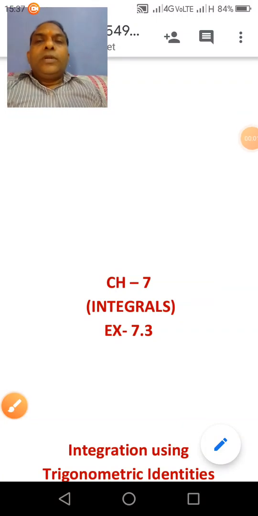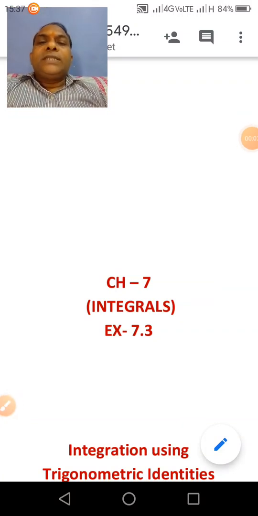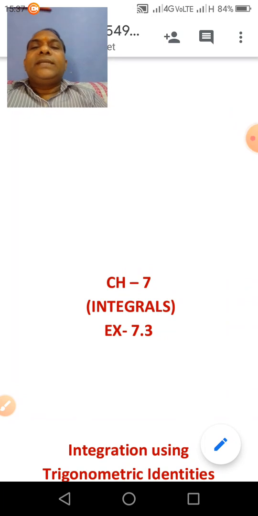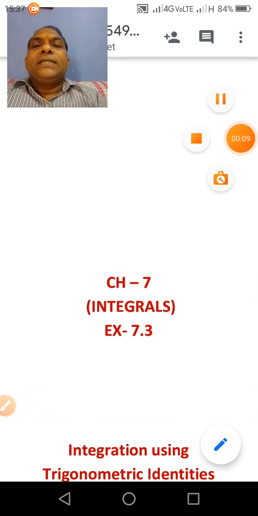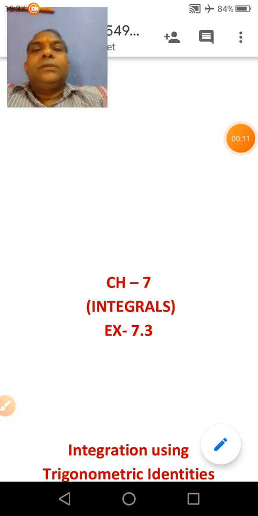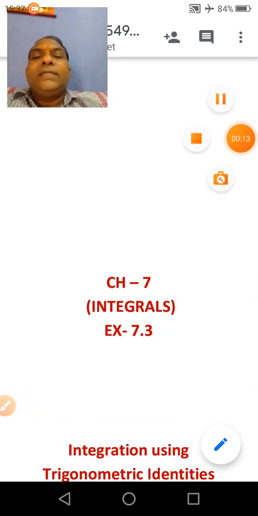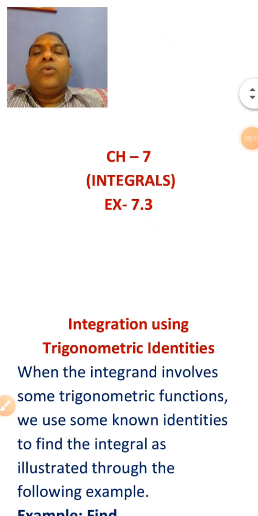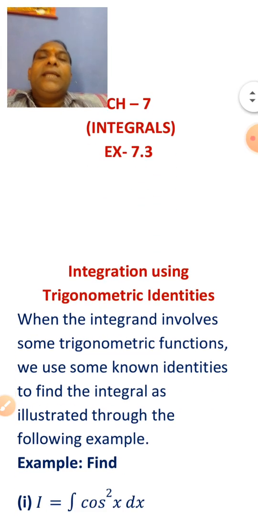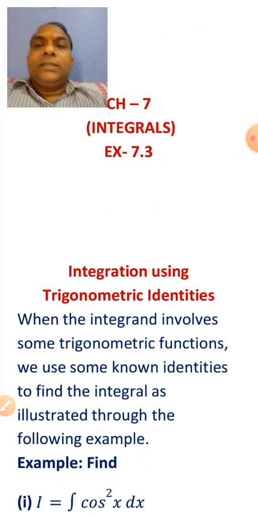Good morning, students. Now in chapter 7, integrals. Next exercise, exercise 7.3. Open exercise. So in this exercise, we are going to learn about integration using trigonometric identities. Trigonometric identities you have studied in previous classes.